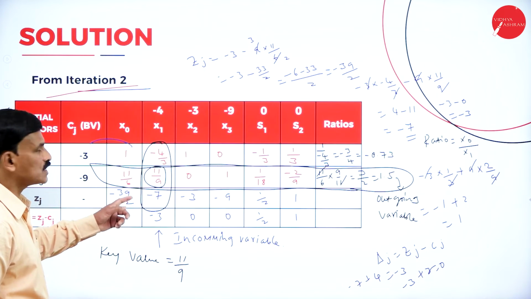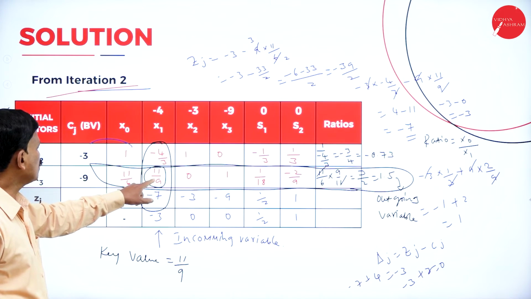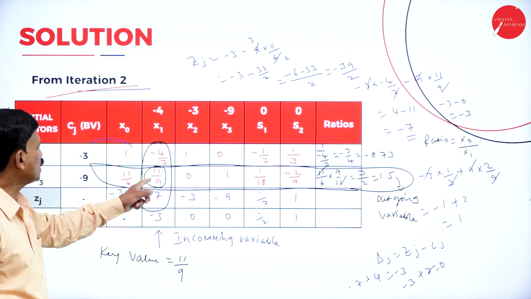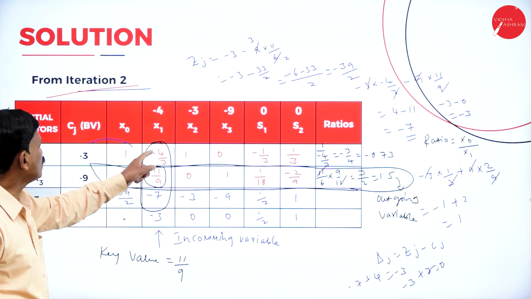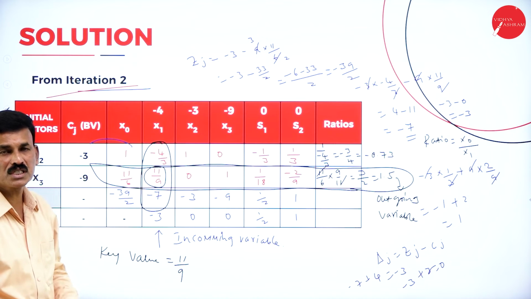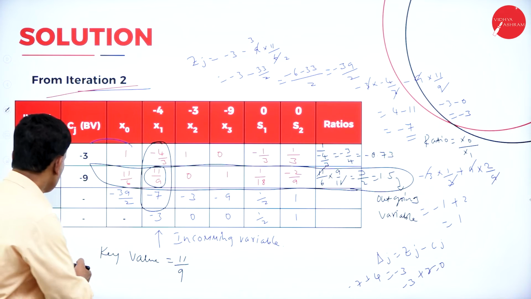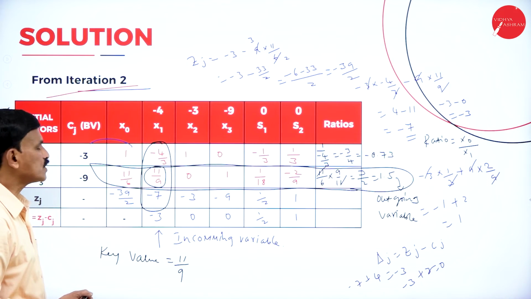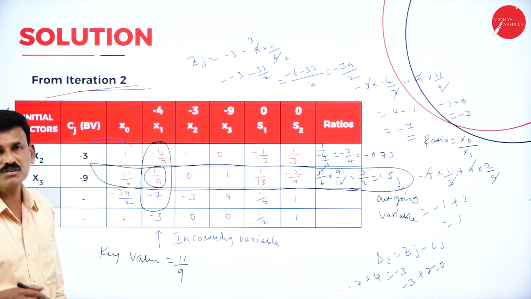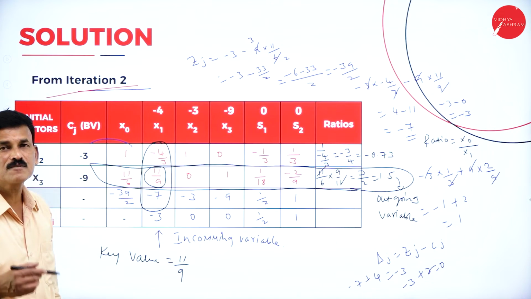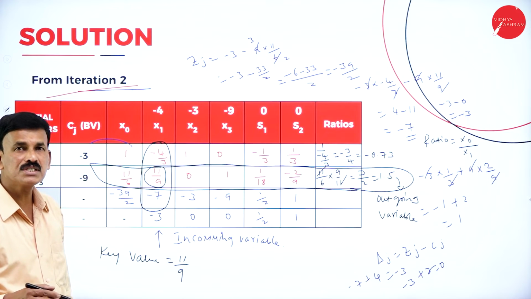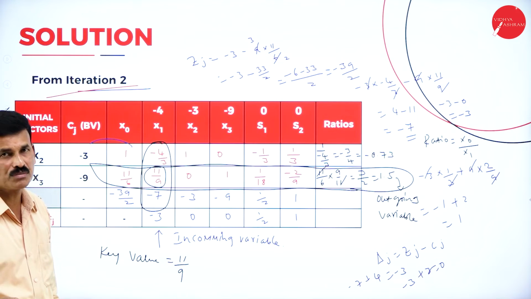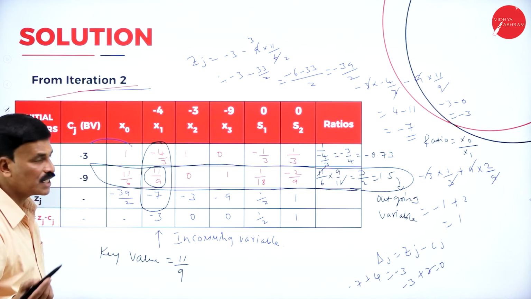In the next iteration number 3, convert this 11 by 9 as 1, divide this row by 11 by 9, and convert minus 4 by 3 as 0 using the elementary row operation, and find out whether delta j will satisfy the given condition or not. If it satisfies that given condition, then we can say optimality is reached. Otherwise, we have to go for one more iteration. Now, let us come to the next iteration.